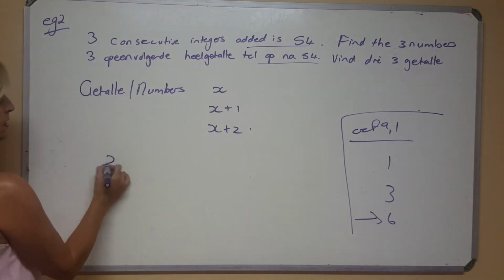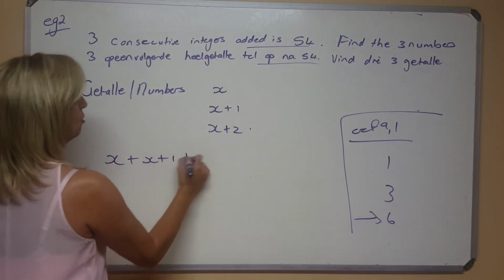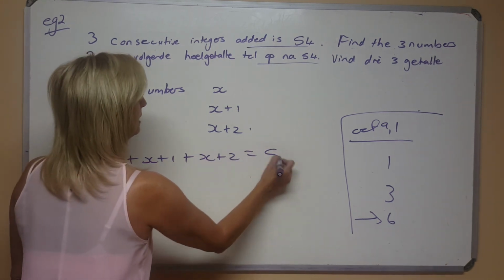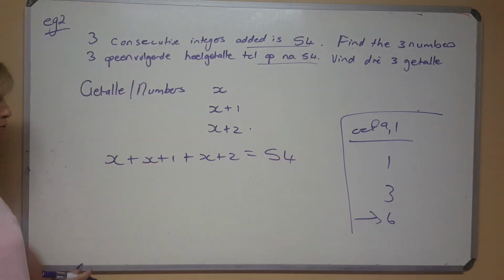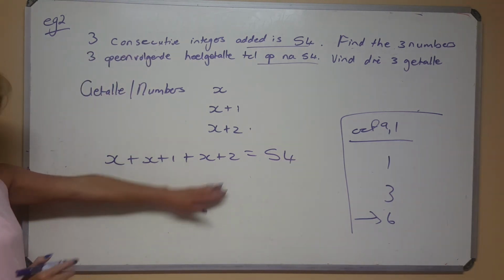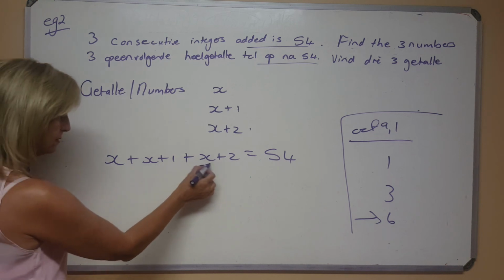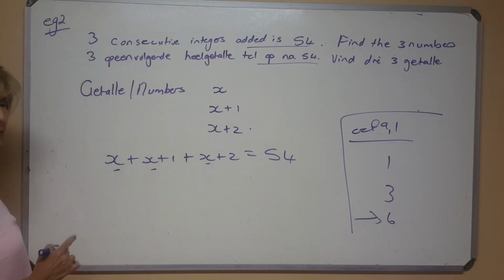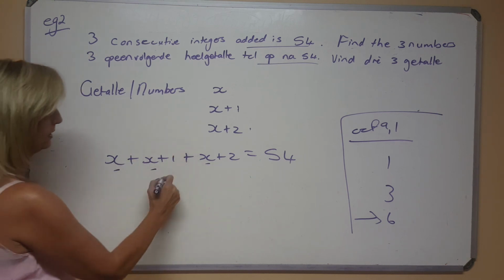So wat moet jy skryf? Tel alles by mekaar, add them all together, and I should get 54. Now this is a normal equation. You can add the like terms, the x's, and how many x's is that? 1x and 1x and 1x gives 3x.